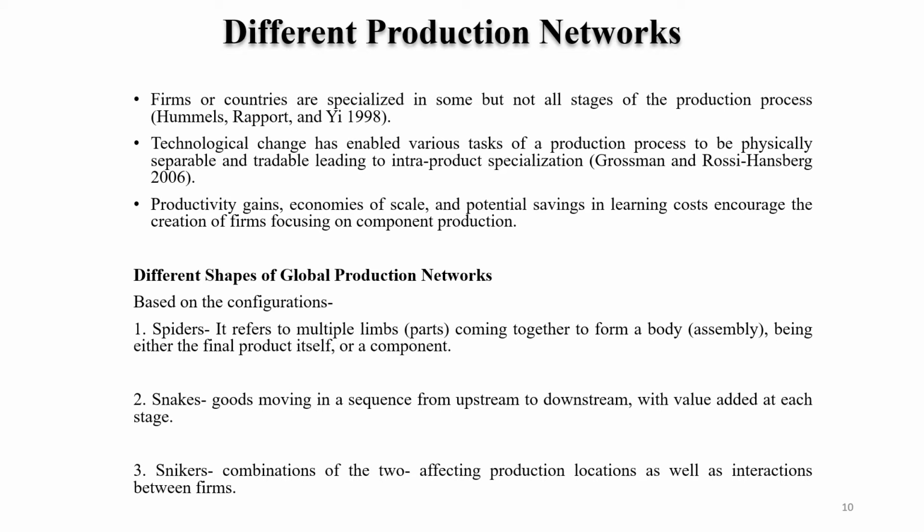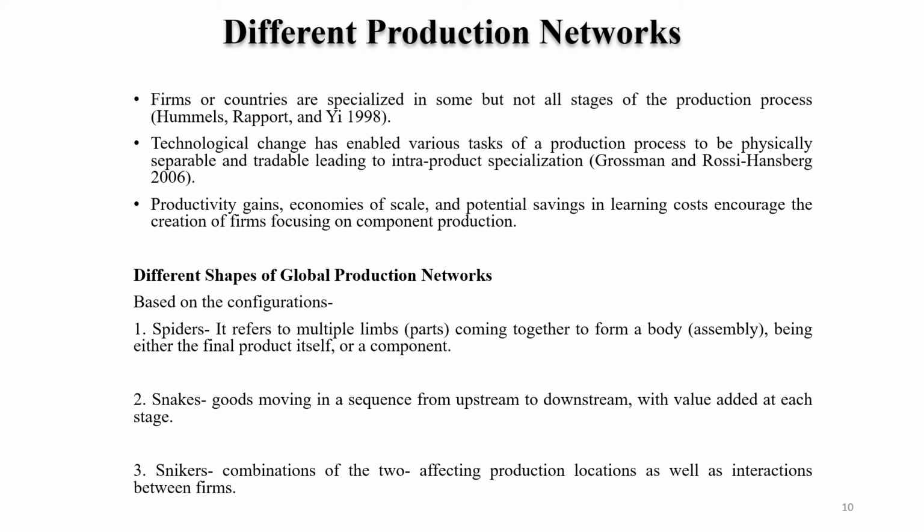So literature has identified different shapes of global production network, which are mostly due to historical reasons, how the industry developed. This could be because of technological change, or it could be because of the firm's attention towards particular activities to be outsourced from a particular location, which may be national, which may be a foreign location.